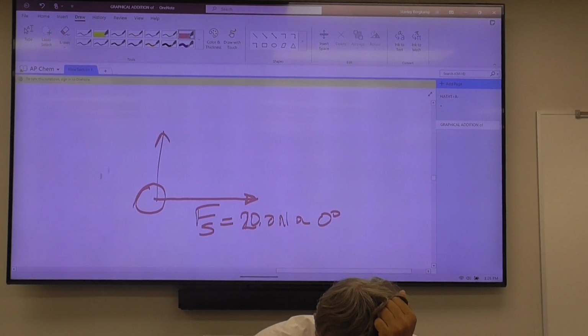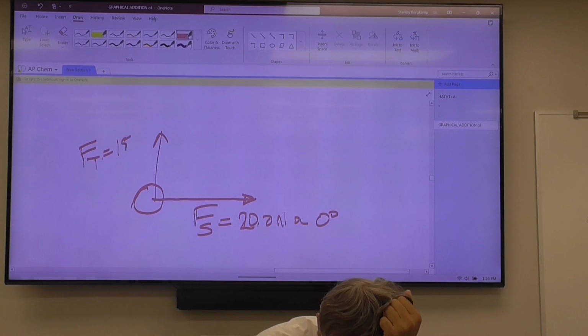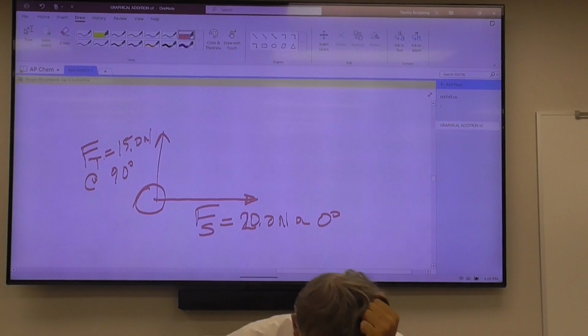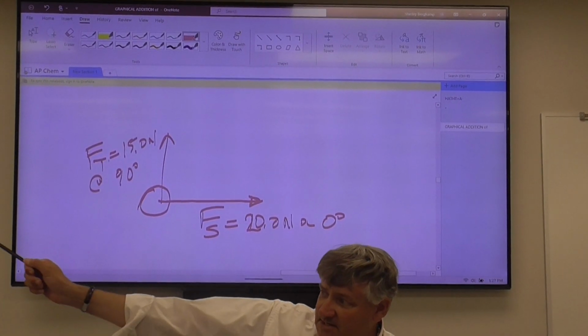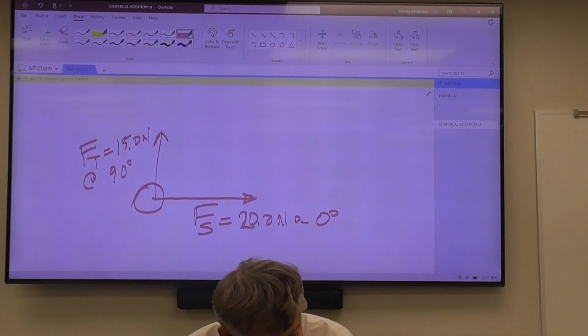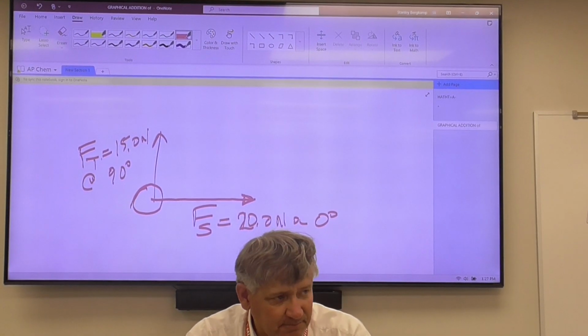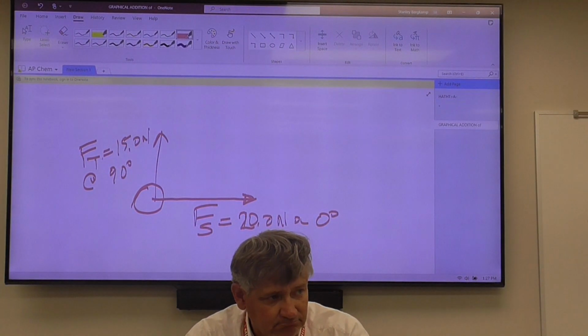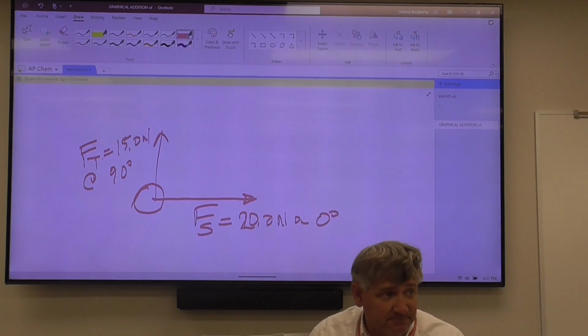At the same time, Thatcher's going to kick the ball with 15 newtons at 90 degrees. Okay? So, Sydney's going to kick the ball this way. At the same time, Thatcher's going to kick the ball this way. Thatcher, where's the ball going to go? Diagonal. Up like this. Closer to Sydney.